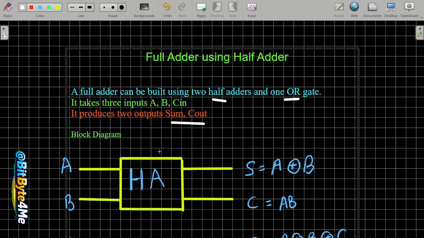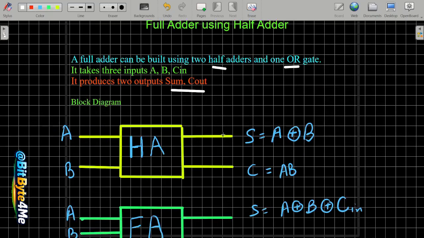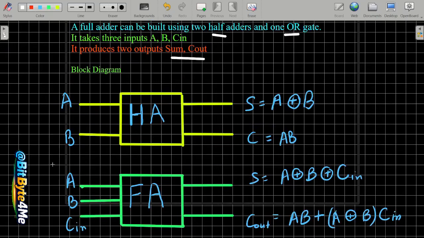So for making a full adder by using half adders, let's see what a half adder is. First of all, a half adder is a circuit in which we give two inputs A and B, and it produces sum and carry. Sum is A exclusive OR B. This symbol is for exclusive OR, that is the XOR gate. So simply, sum is the exclusive OR of A and B, and carry is the AND of A and B. So this will be the output of the half adder.